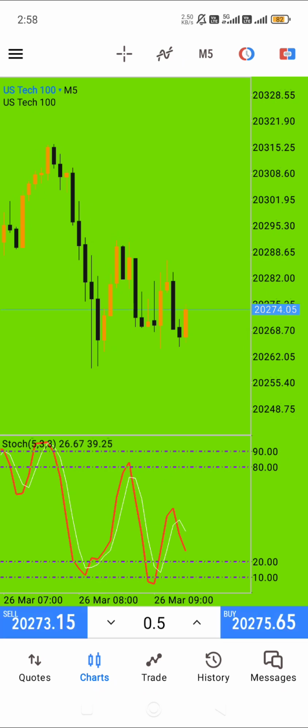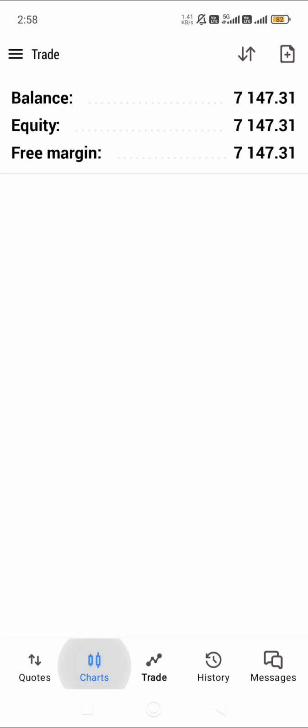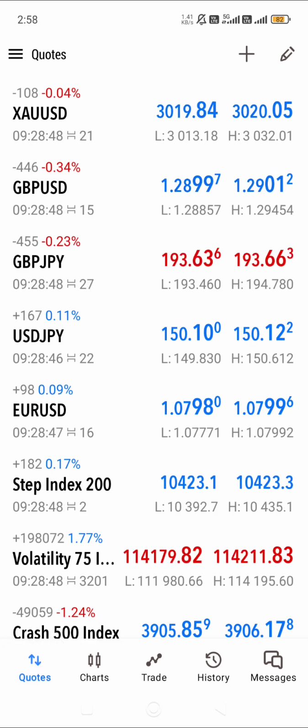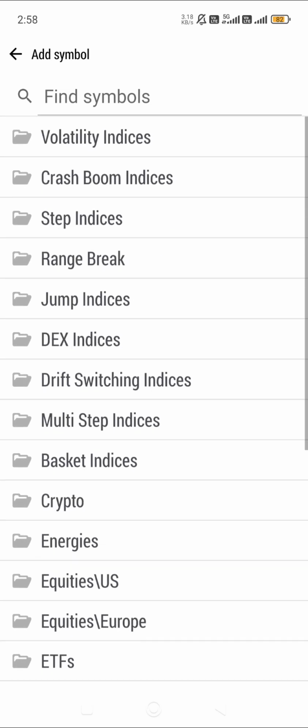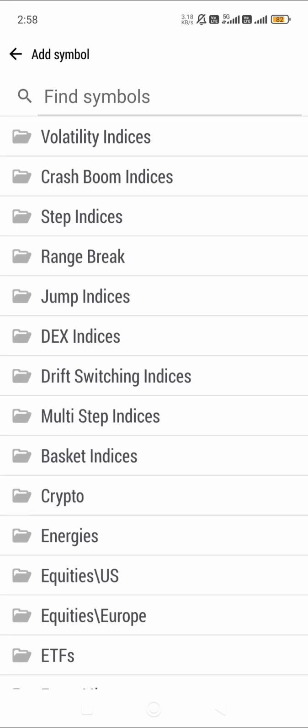Okay guys, mostly you can profit here. There are so many currencies, but try this company and you can trade every day. There are so many instruments, and you can trade 24/7.